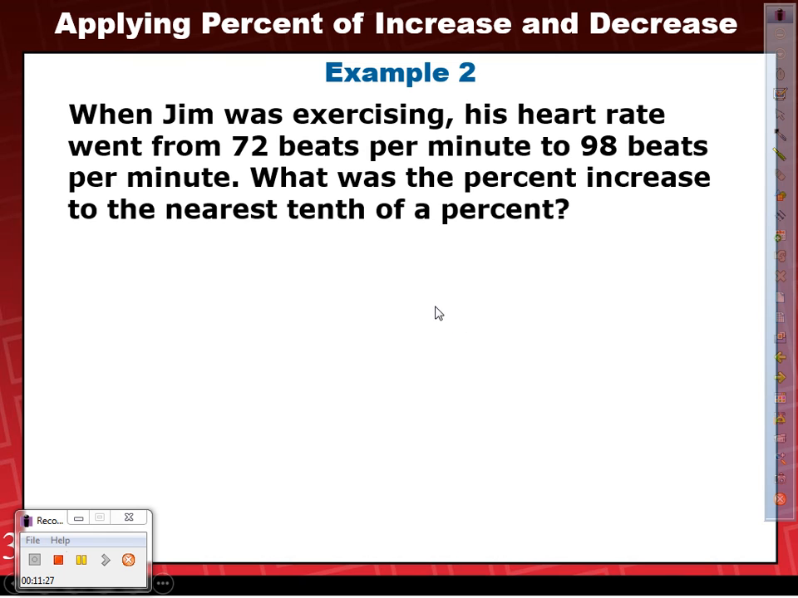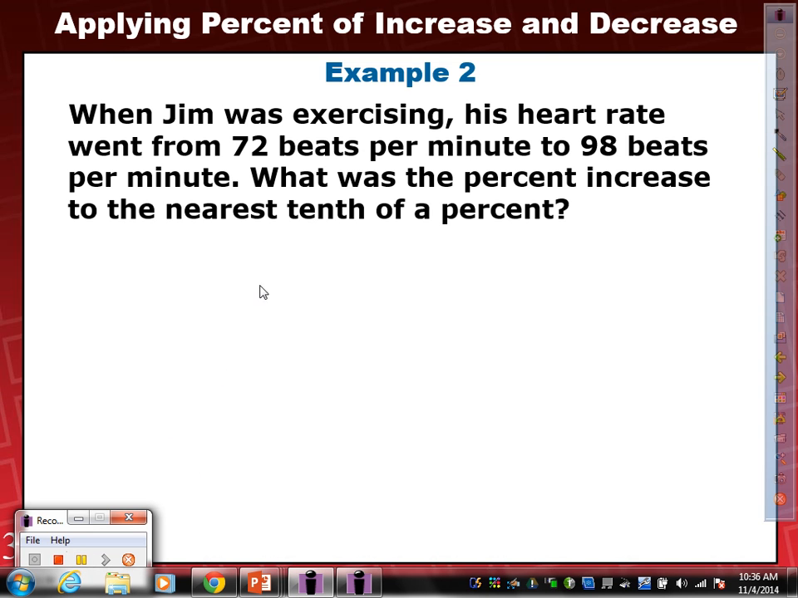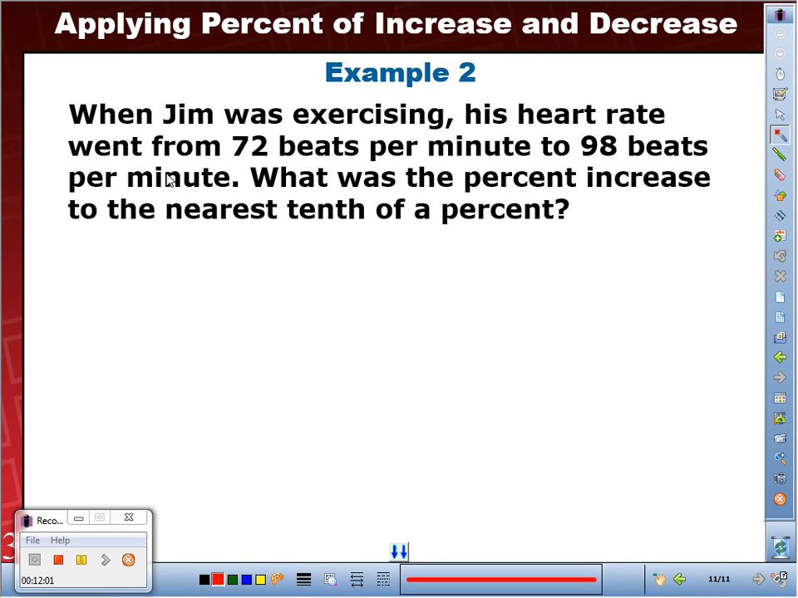Example 2. Here we go. It says, example 2. When Jim was exercising, his heart rate went from 72 beats per minute to 98 beats per minute. What was the percent increase to the nearest tenth of a percent? Copy that, please. So first of all, let's do this one together. What is the first number that comes up? 72. So you circle that one. That's going to be our original.